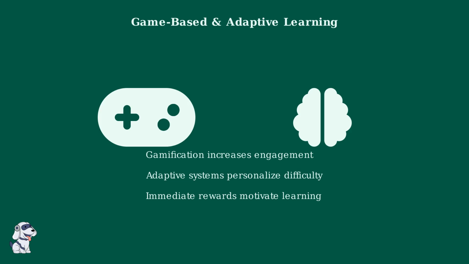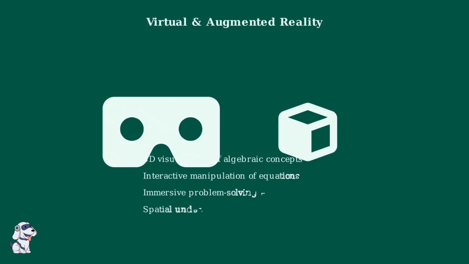Adaptive learning systems analyze student performance in real time, adjusting difficulty levels and providing personalized learning paths that match individual needs. Virtual and augmented reality technologies create immersive learning environments where students can visualize and manipulate algebraic concepts in three-dimensional space. These technologies help students develop spatial understanding of abstract mathematical relationships.